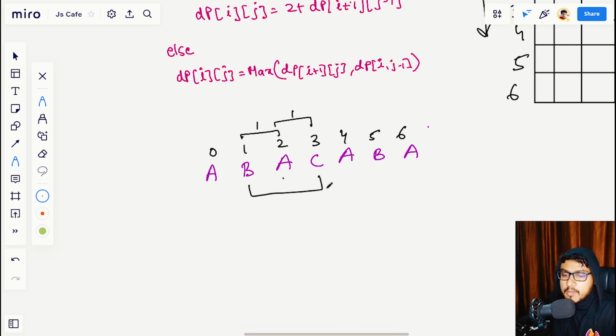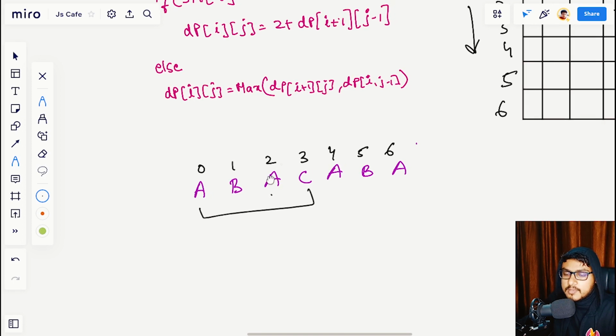So the maximum palindromic subsequence would be of length 1 over here, and we will do the same for each and every iteration. Okay, let's increase our length to 4 characters and see what is happening. In this case again we see that A and C are not matching. Okay, so what's the scenario now?